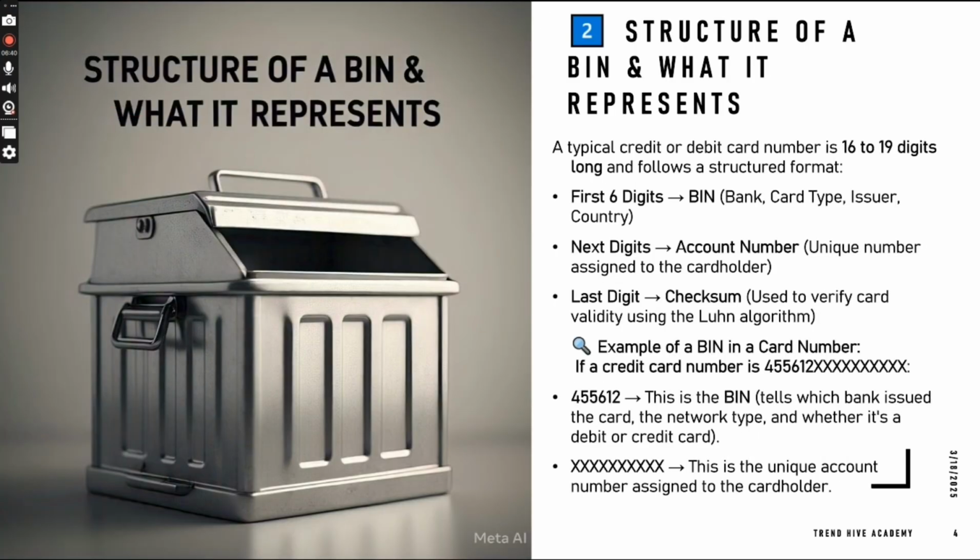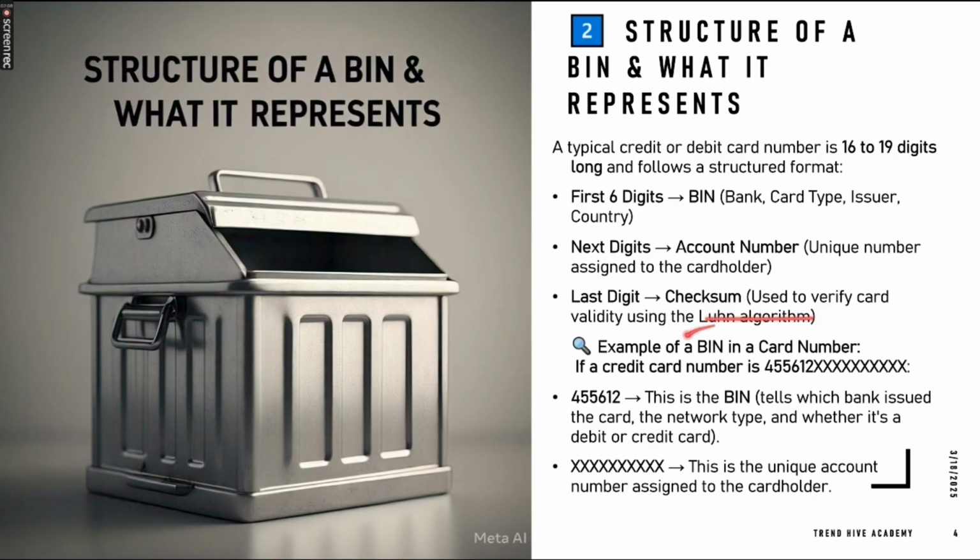So now let's move to the second topic, that is the structure of a BIN and what it represents. A typical credit or debit card is about 16 to 19 digits long and follows a structured format. The first 6 digits are called the BIN, which gives you the bank name, the card type, the issuer and the country. The next digits give the account number, a unique number assigned to the cardholder. The last digit is the checksum, used to verify card validity using the Luhn algorithm.